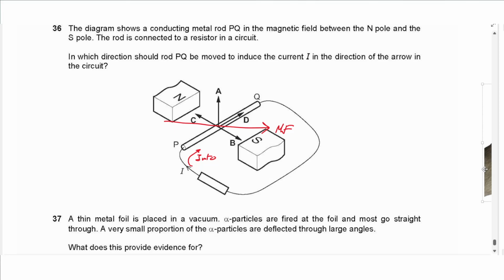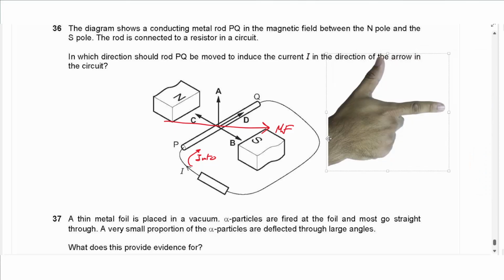into the page. We can use the right hand rule to predict the direction of the motion. So the middle finger is pointing into the page, the index finger to the right with the magnetic field, the thumb is pointing upwards. So the answer is A.